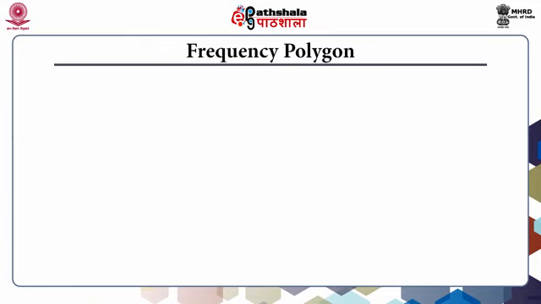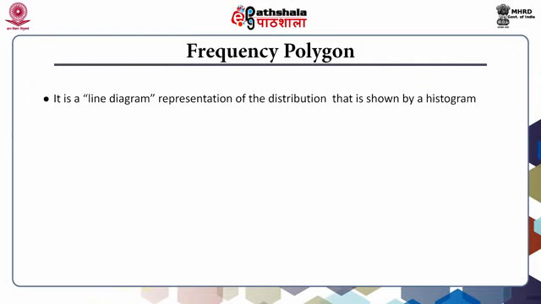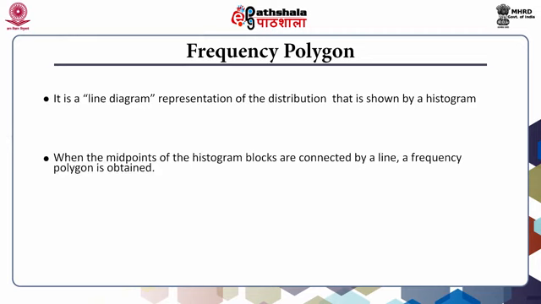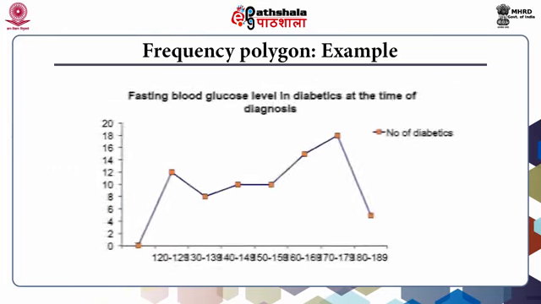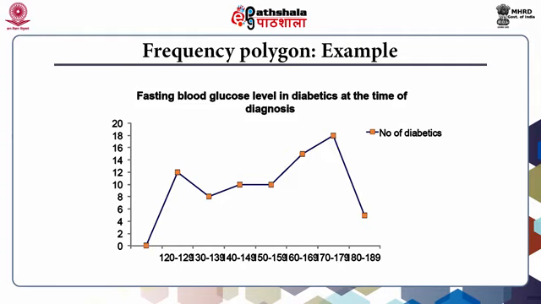Frequency polygon. It is a line diagram representation of the distribution that is shown by a histogram. When the midpoints of the histogram blocks are connected by a line, a frequency polygon is obtained. Frequency polygons can be open, both ends of the polygon do not touch the x-axis, or closed, where both ends of the polygon touch the x-axis. An example of frequency polygon is shown here. We can imagine bar graphs traced along each of these interval classes or a histogram, and the center points of each bar in the histogram is connected via this line.